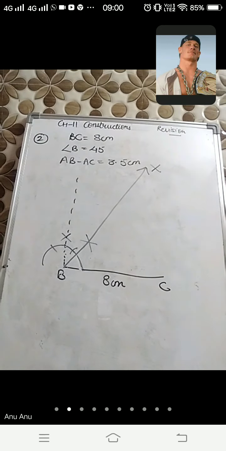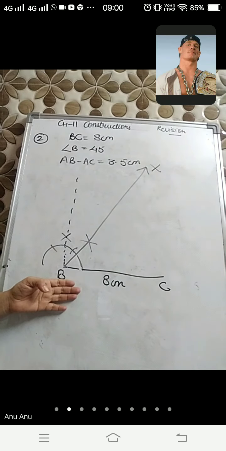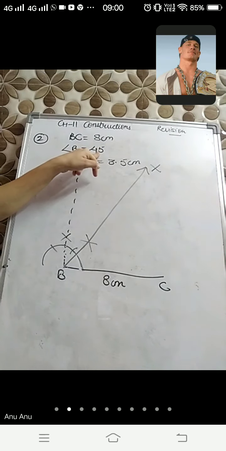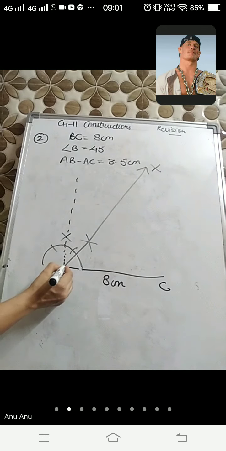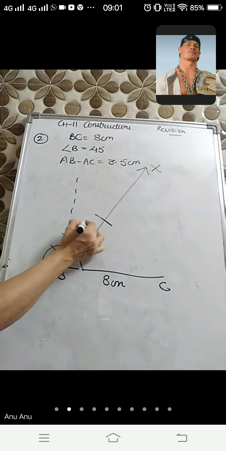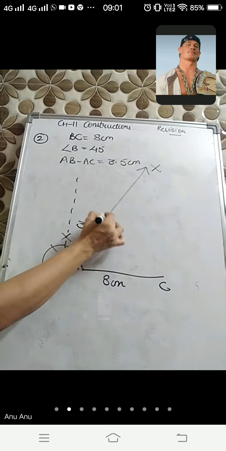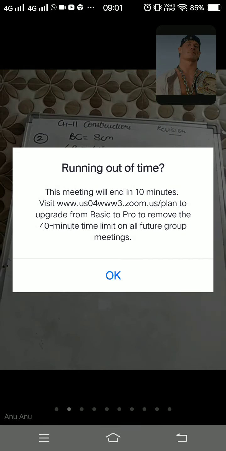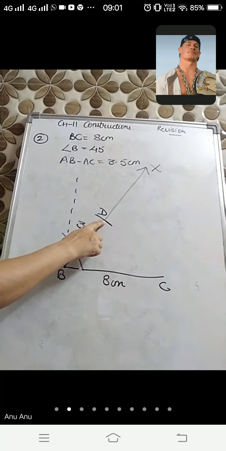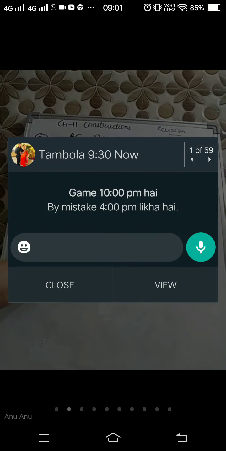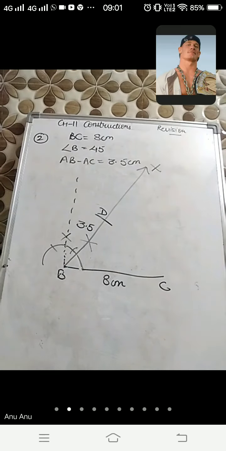Are you doing with me? Have you drawn till this concept? Angle we have drawn, base we have done. Now the difference of two sides is 3.5. So from B, you will draw 3.5 centimeter arc. That is your D. From B, we have drawn 3.5 centimeter arc. That is your D. What will be the next step?